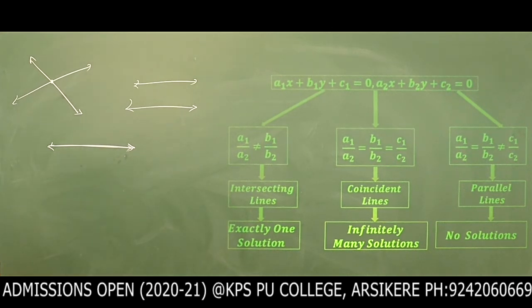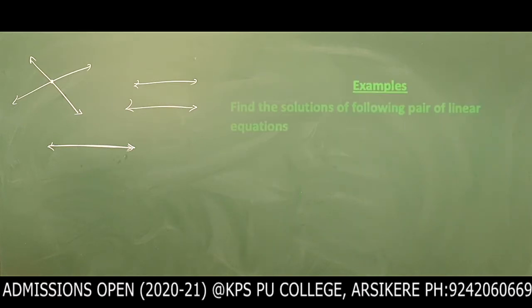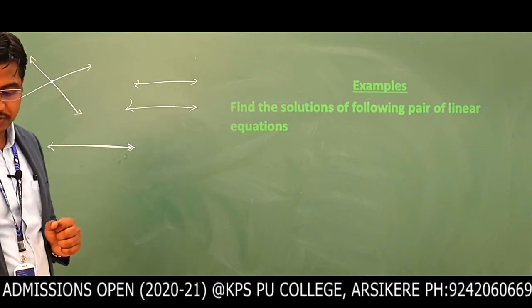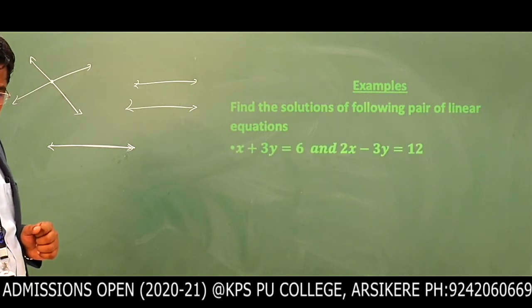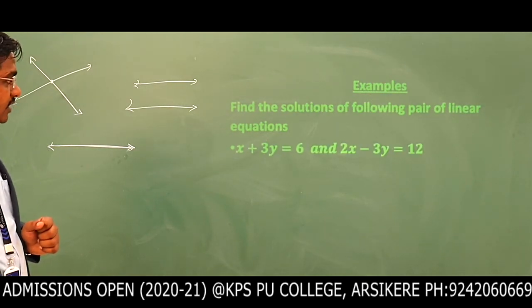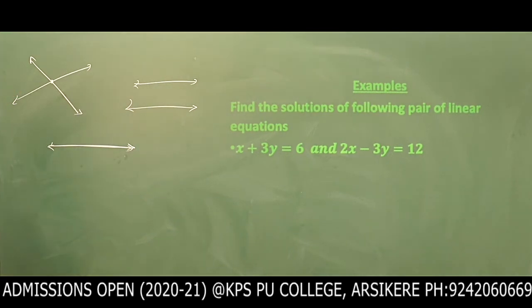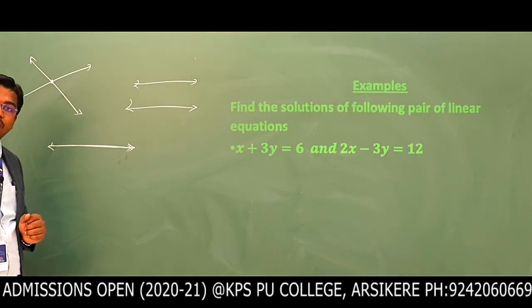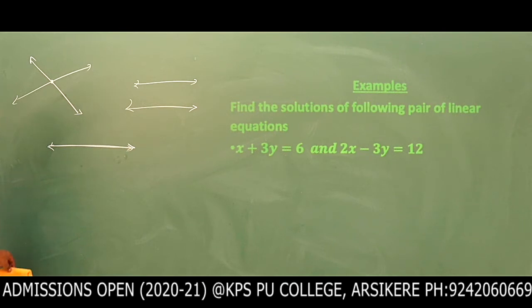So now let us discuss one example. Find the solutions of the following pair of linear equations. First example: x plus 3y is equal to 6 and 2x minus 3y is equal to 12. First reduce to general form.